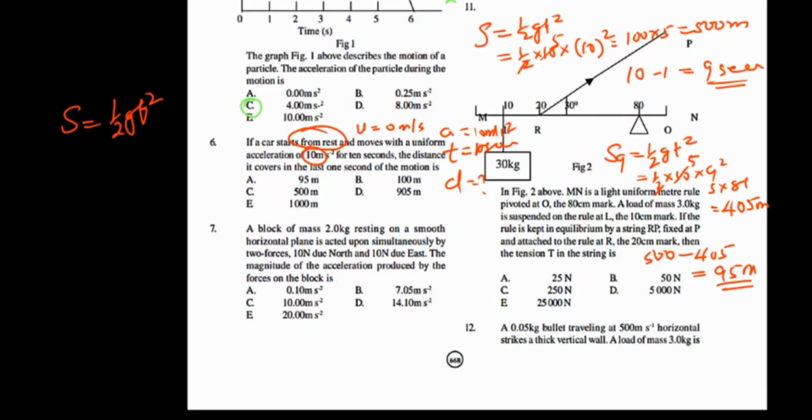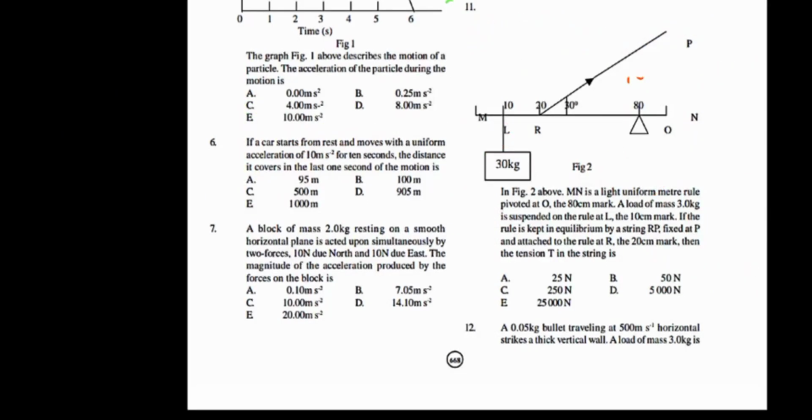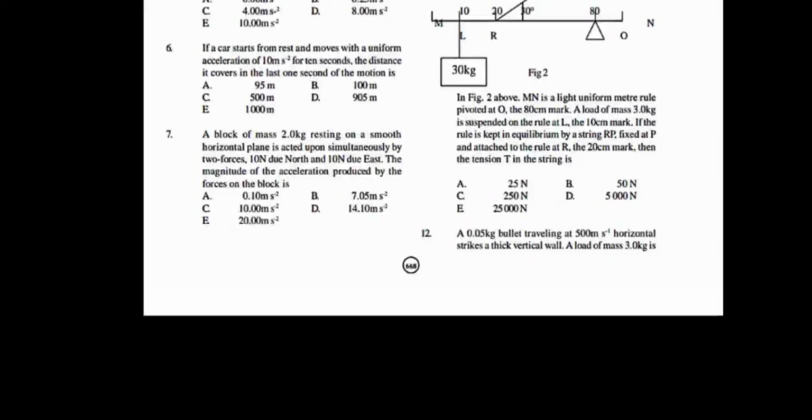Question number 7: a block of mass 2 kg resting on a smooth horizontal plane is acted upon simultaneously by 2 forces, 10 Newton due north and 10 Newton due east. The magnitude of the acceleration produced by the forces on the block is what? If we want to look for the magnitude, we take the square root of the first force squared, just like we are doing Pythagoras theorem, and the second force squared. That's the square root of 100 plus 100, which gives you the square root of 200. Now using our calculator, the square root of 200 gives you 14.14 Newton.